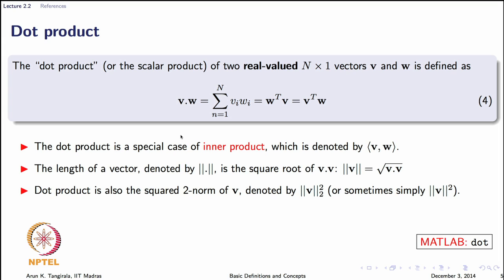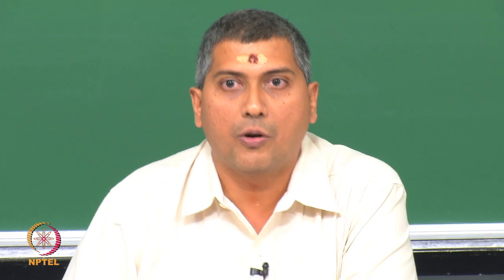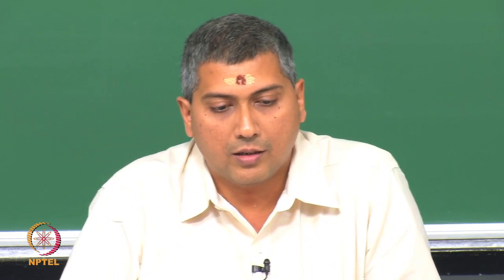Now the dot product is a special case of what is known as an inner product in vector algebra or linear algebra, which is denoted by this left and right angular brackets, and the length of a vector denoted by this norm here, these double dashed lines, is nothing but the square root of the dot product of the vector with itself, and the dot product is also the squared 2 norm of the vector itself. Okay, so these are some of the useful relations, and in MATLAB you can compute the dot product between two vectors using the dot command.